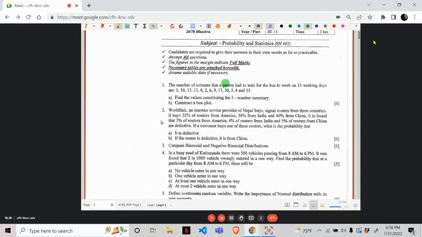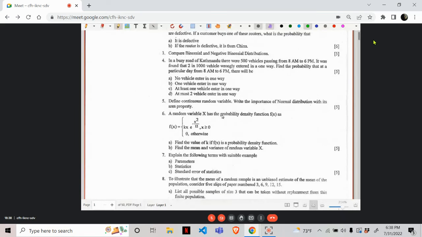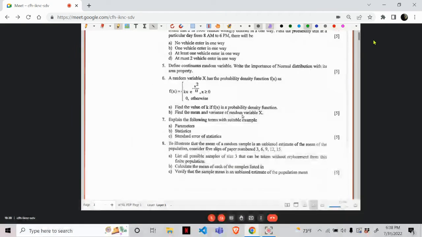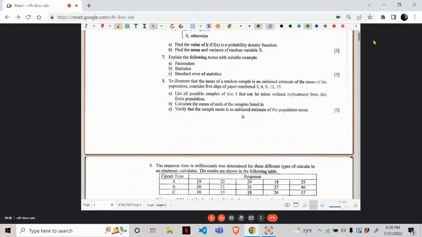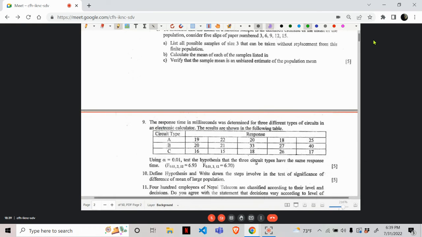Box plot, this. Can you see a distribution? Poisson distribution, normal distribution. Okay, it'll be very nice if you can do question number 8. Let's do question number 8.